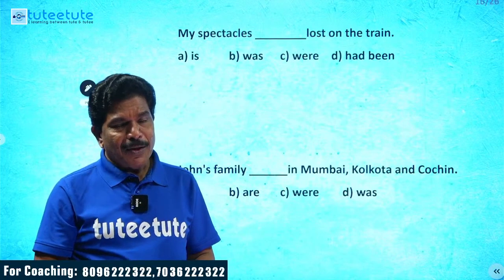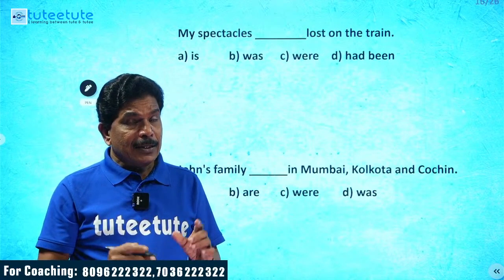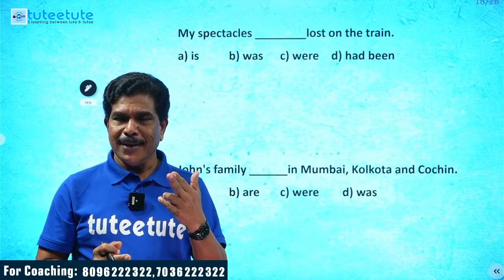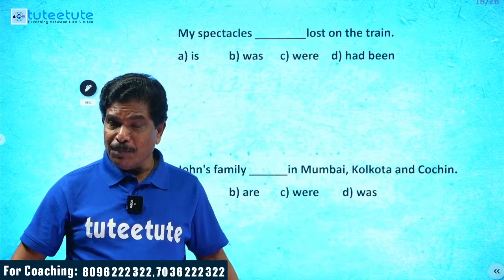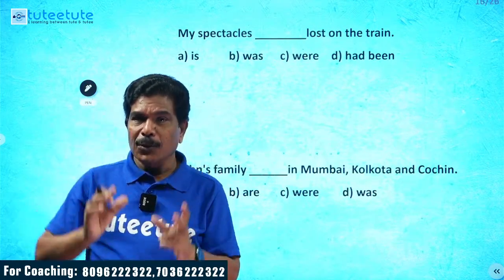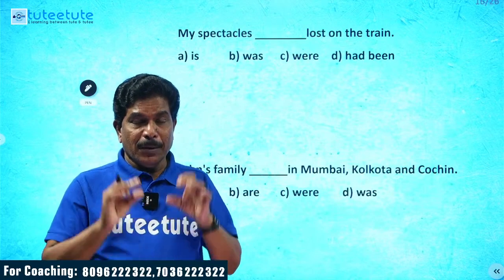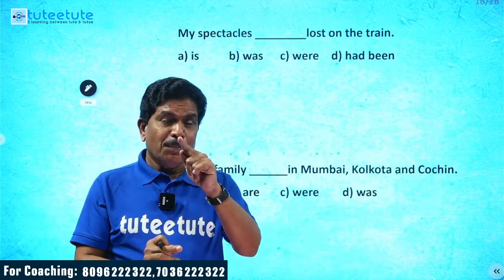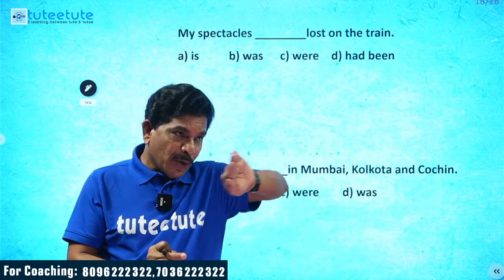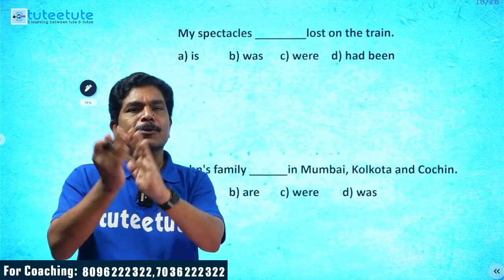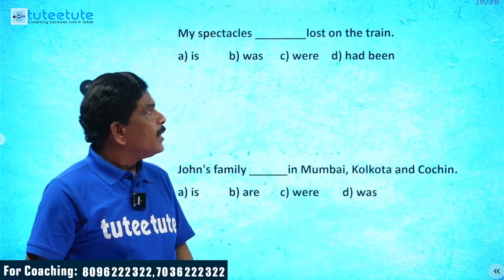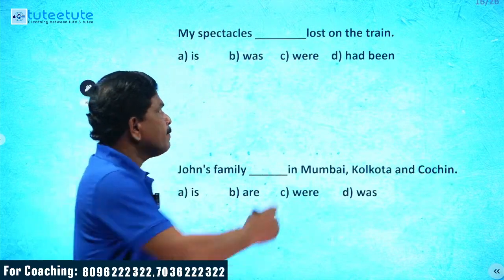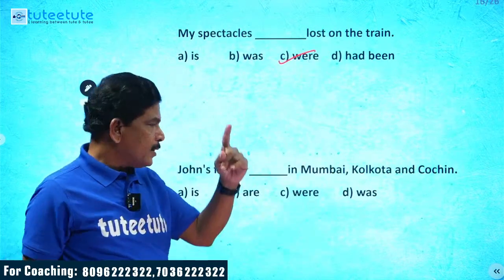At the same time, when it is used with a pair, that becomes singular. A pair of scissors, a pair of trousers, a pair of pants, a pair of binoculars, a pair of spectacles, a pair of glasses. When you use a pair, that is singular because there is only one pair. If you avoid this a pair, it is plural. That's why my spectacles were lost on the train. It is past. Were lost on the train, it is plural.